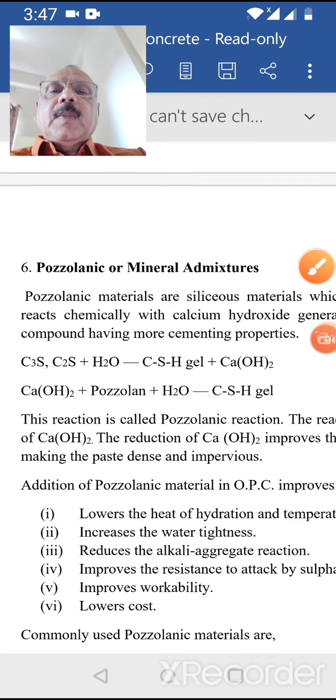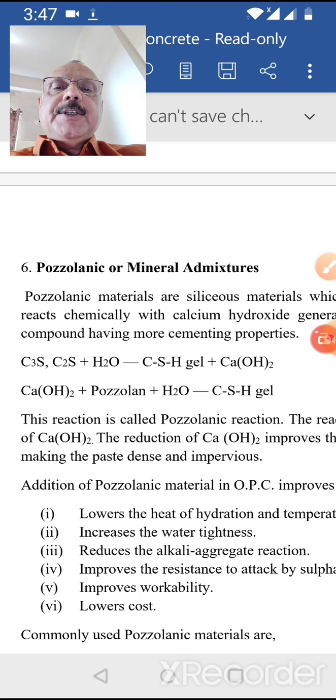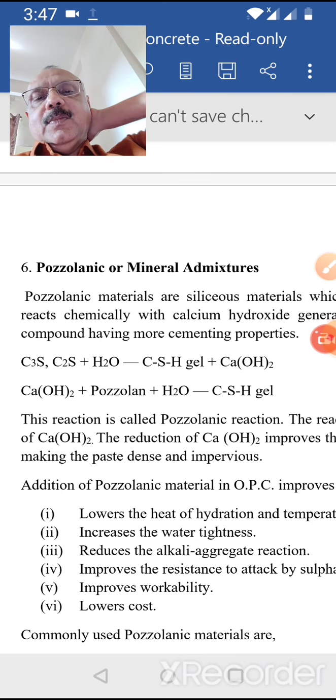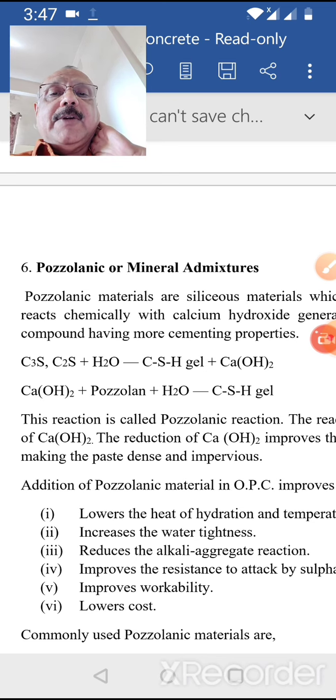Welcome back. Let us continue with this remaining part of topic admixtures. In the last lectures, we have studied about the chemical admixtures, and now the second part we are going to learn about mineral admixtures or pozzolanic admixtures, which are more extensively used nowadays in our concrete industry. So we must have thorough knowledge of these type of admixtures.